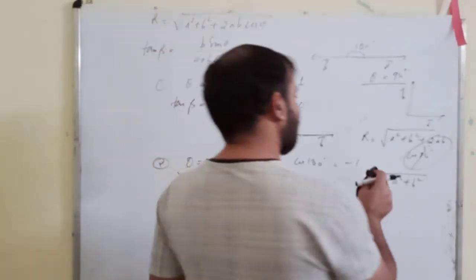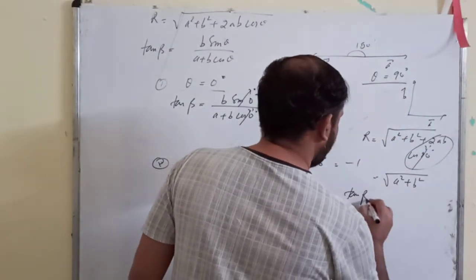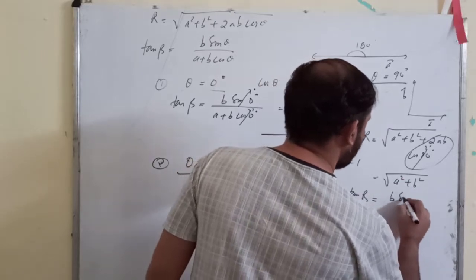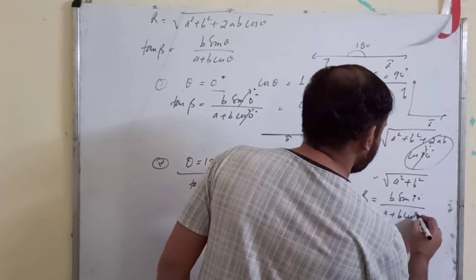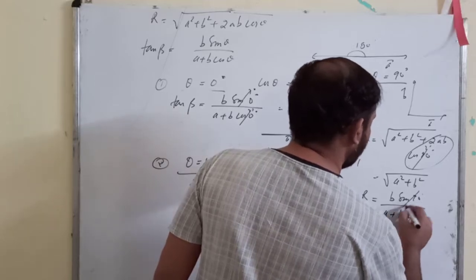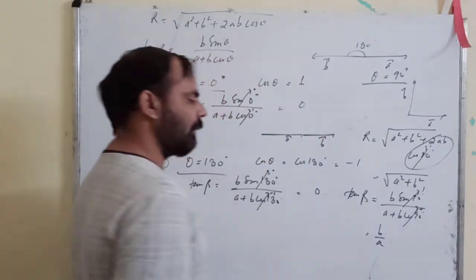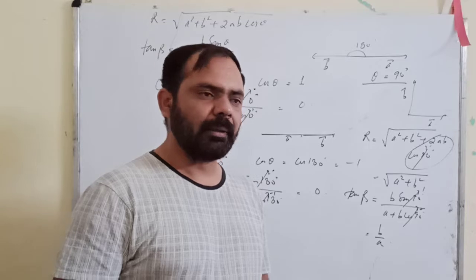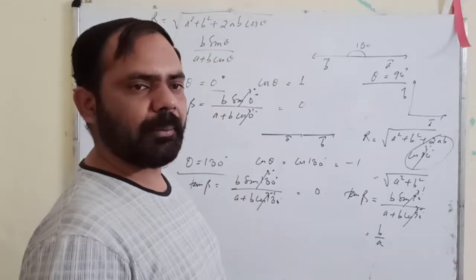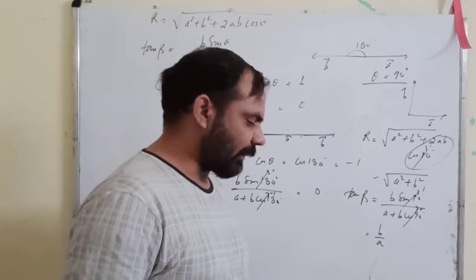Okay, if the third one is there, suppose this one, then tan beta is equal to b sine 90 upon a plus b cos 90. Cos 90 is 0, sine 90 is 1. So this is b upon a. Tan beta equals b upon a. Right? This will be the direction, and just before that we discussed how to find out the magnitude.